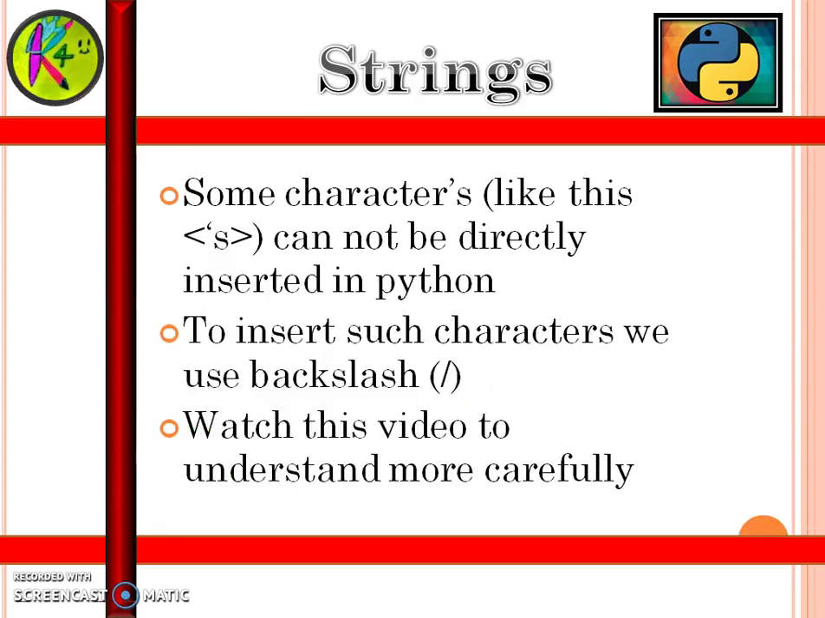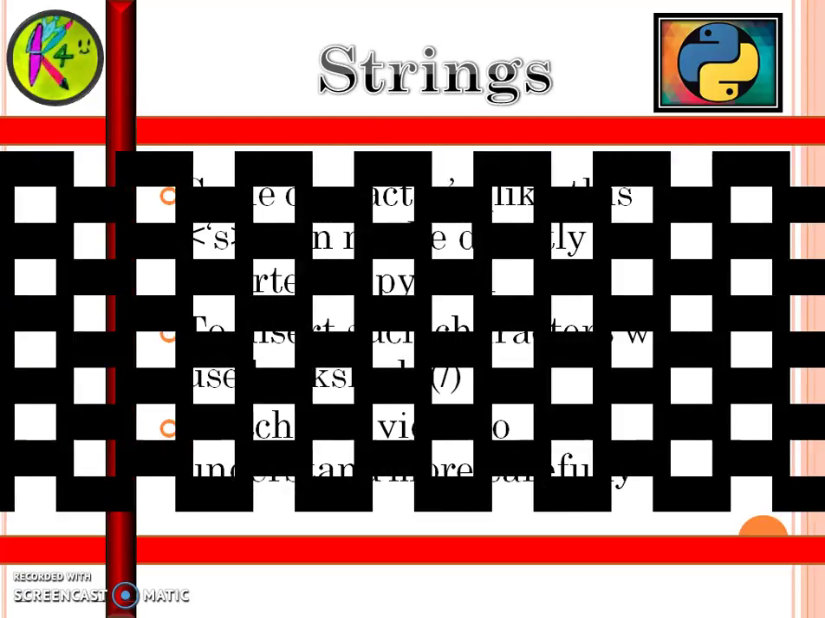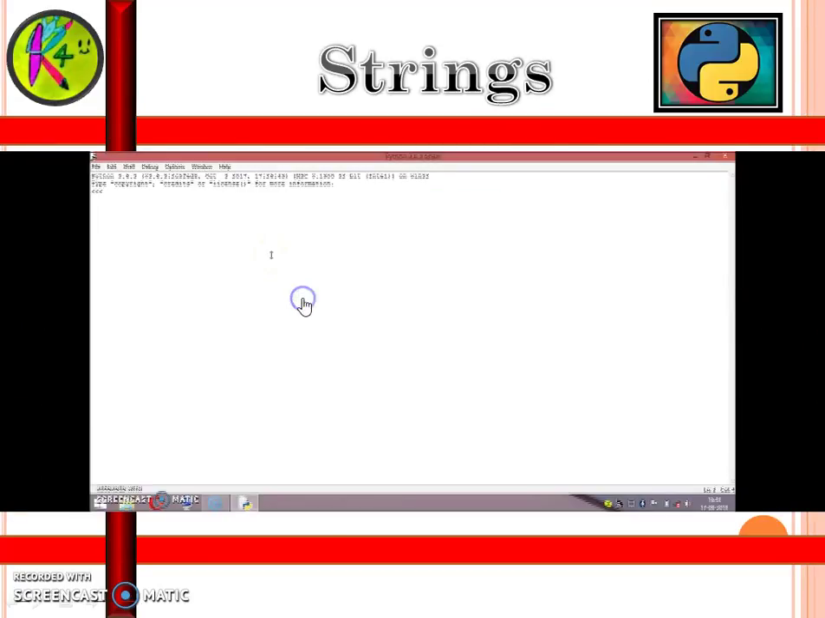Now we talk about how we can use characters like apostrophe s in Python. You cannot use them directly, because when you type apostrophe s on the computer, you notice that you have one single quotation mark. So if you want to insert such characters, then you have to put a backslash and after it type that character. You will understand better when you watch this video.